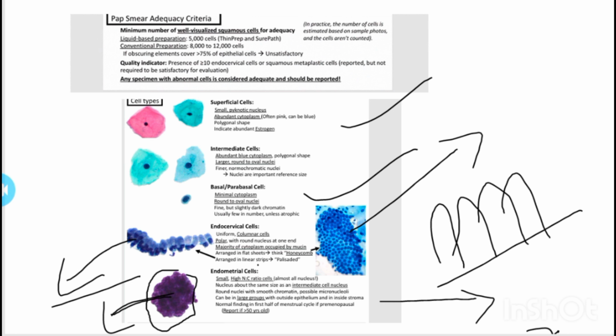These are a few normal components present in the pap smear, that is superficial cell, intermediate cell, basal or parabasal cell, endocervical cell, endometrial cell. And one more thing we saw, that was the squamous metaplastic cell. So they can also be present. Okay, if they are there, then it is a good quality indicator. So these are the few normal components of the pap smear.